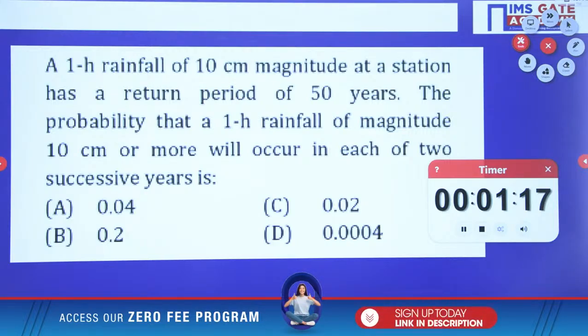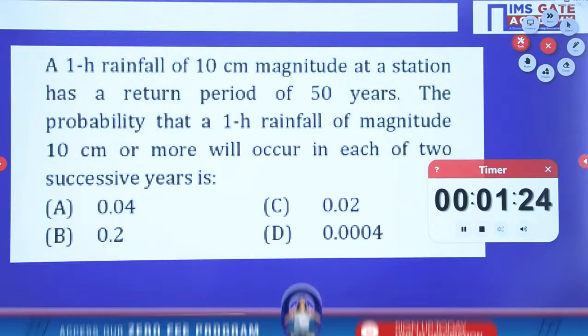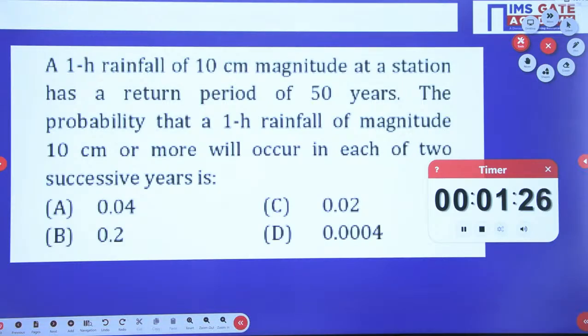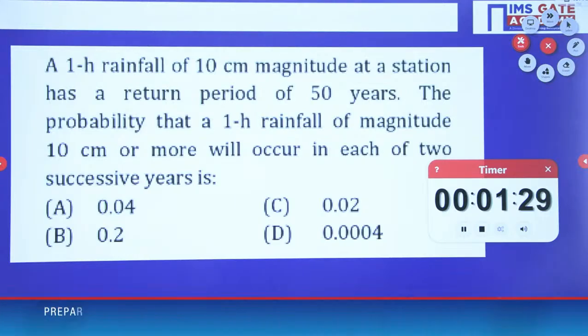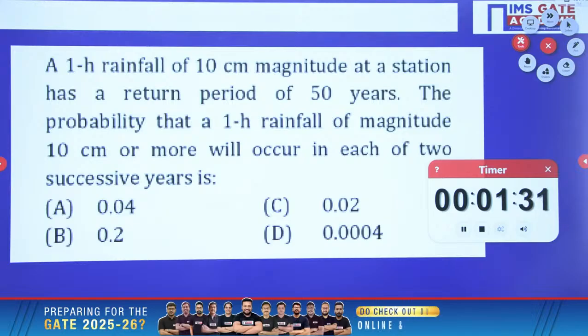Try to read the question. A 1 hour rainfall of 10 centimeter magnitude at a station has a return period of 50 years. The probability that 1 hour rainfall of magnitude 10 centimeter or more will occur in 2 successive years will be. Okay. So, you have to solve this question, my dear students. I have given you enough time, students.